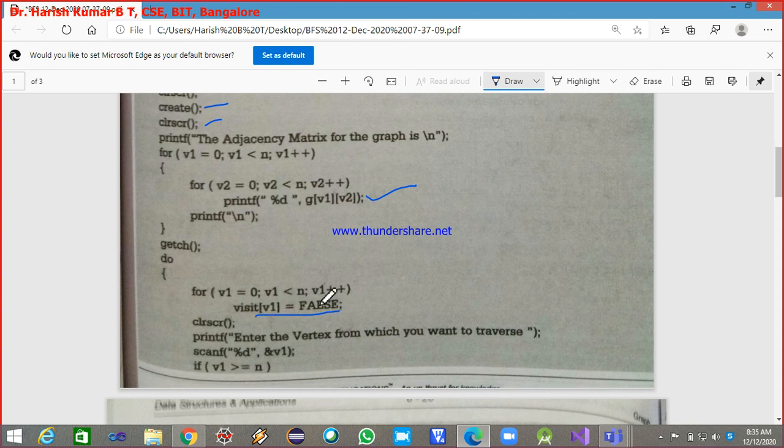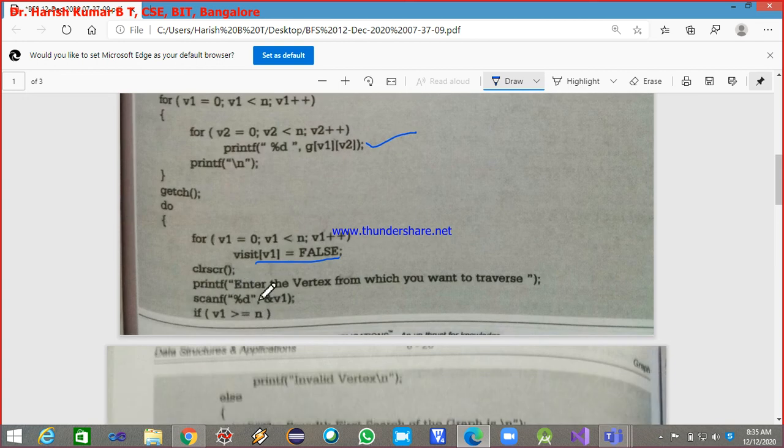For every node, I initially make visited false, because when you start, you will not have visited any node. When I visit a node, I update this array and make the corresponding node true. Now again I'm calling clear screen.